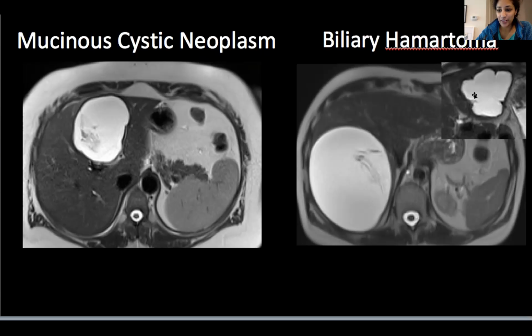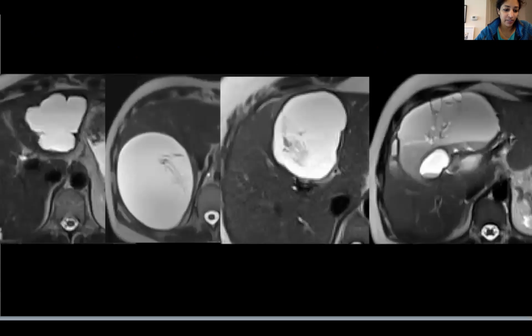And just as a comparison, this is what more typical biliary hamartoma looks like. This is what I call pseudoseptation. So these are just kind of like indentations of the adjacent liver right next to it. So we look at kind of a spectrum. This is a hamartoma. These are much, much more common.